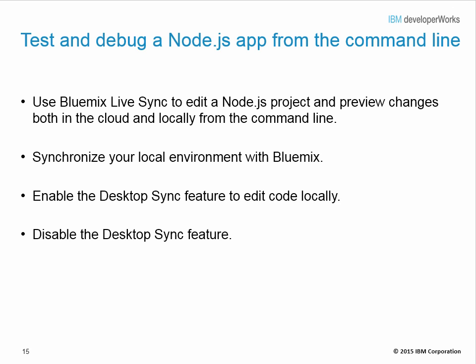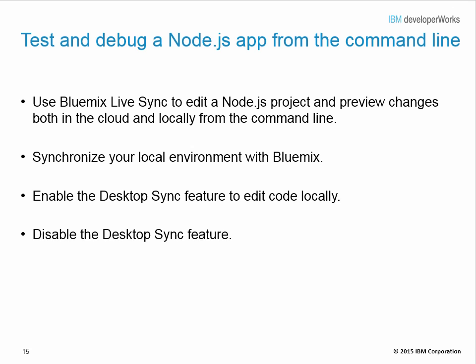You can also enable the desktop sync feature to edit code locally. The desktop sync feature is like live edit mode for the command line. To debug from the command line, you must enable the desktop sync feature. In another command line window, enable the desktop sync feature. Use the launch configuration that you created in the web IDE. After you select the launch configuration, desktop sync is enabled in your local environment.